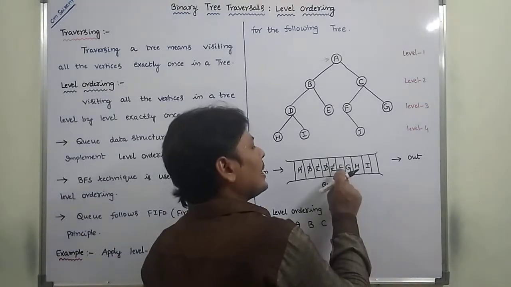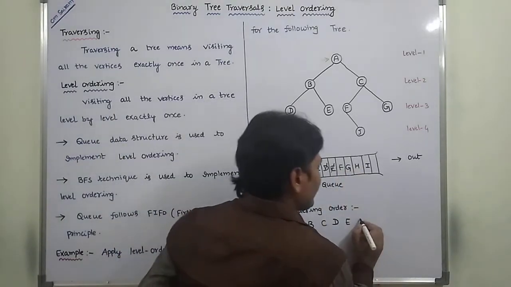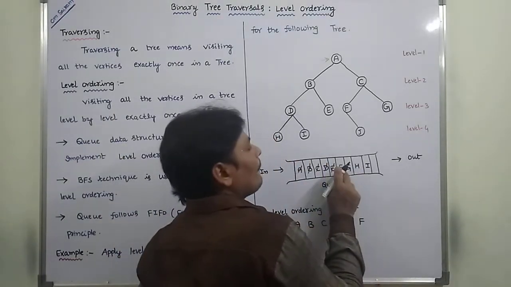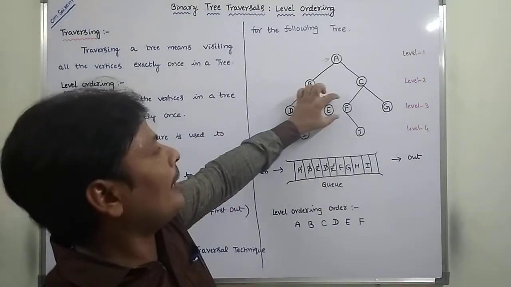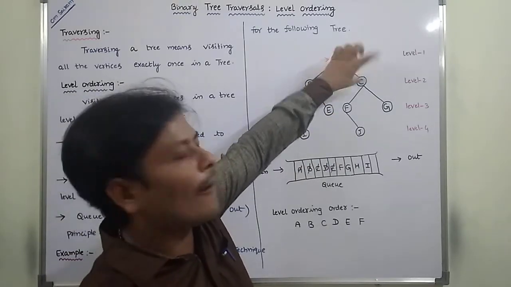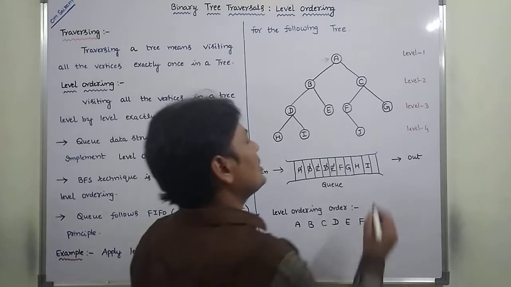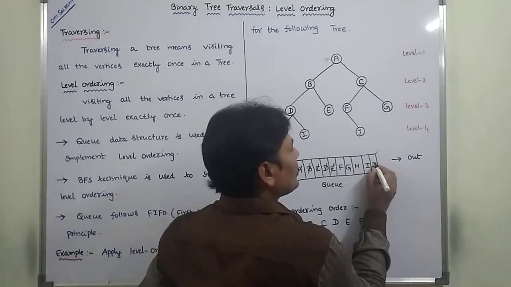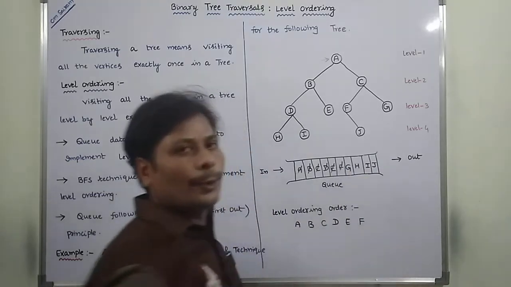Next vertex is F. So first F is visited. Now find out the adjacent vertices of F. F adjacents are C and J. C is already visited. Only J is there. So J is inserted into the queue and F is removed from the queue.